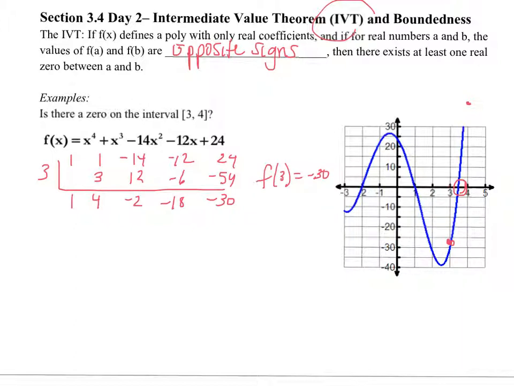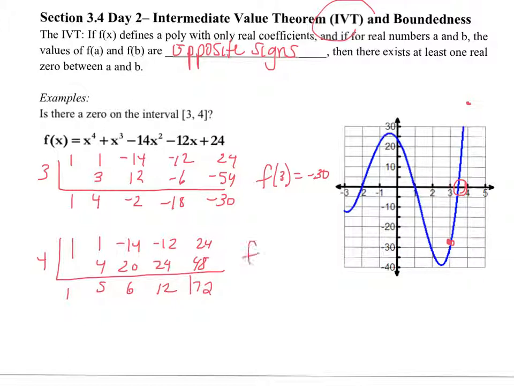By similar work, I can find the value of f of 4. And here we determined that f of 4 is equal to 72. Now, if I'm asked to determine if there is a zero on the interval of 3, 4, here is the work that I would use.